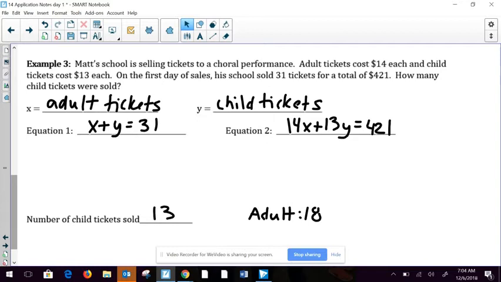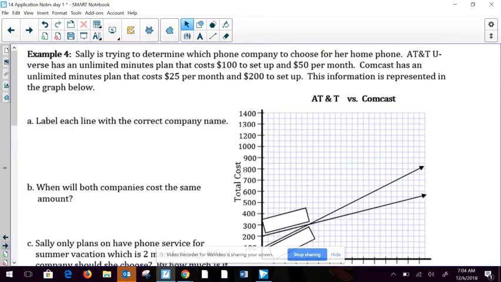Let's go on to our final problem. This is a graph problem. So in this situation, we're given a graph, and we need to use that graph to determine the answers to the problems. So Sally's trying to figure out which cell phone company she wants to choose for her home.